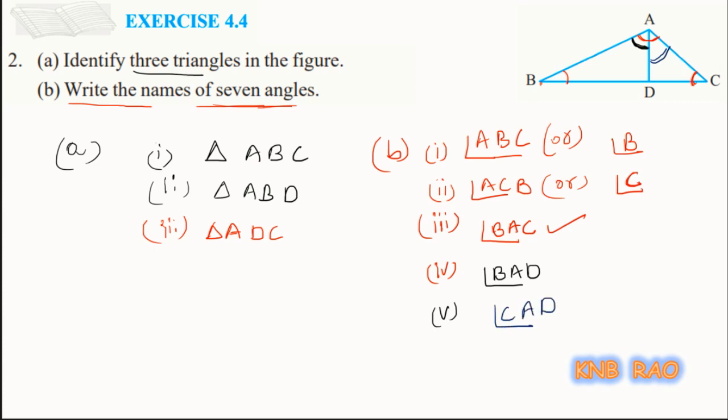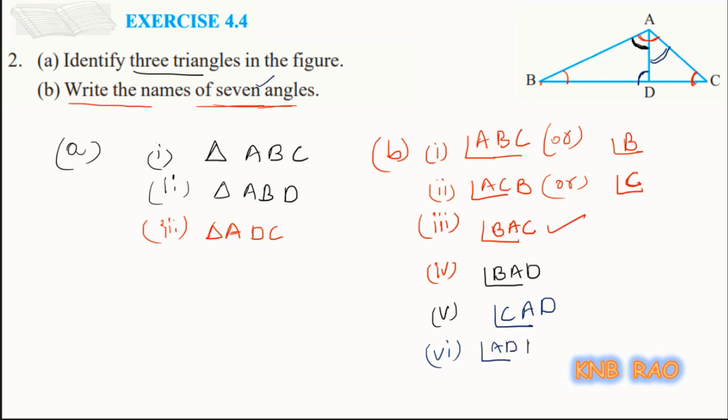Now, what are the other two angles? As he says 7, I got 5. What are the other two angles? Sixth one. At the point D, I am having two angles getting formed. One is this, the other is between AD and DC. One between AD and BD, I am showing it as angle ADB.